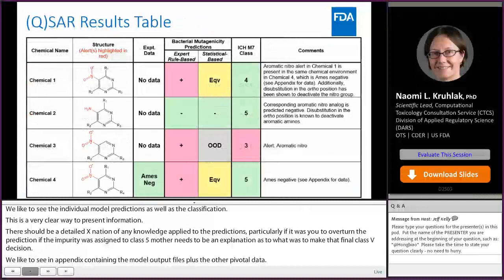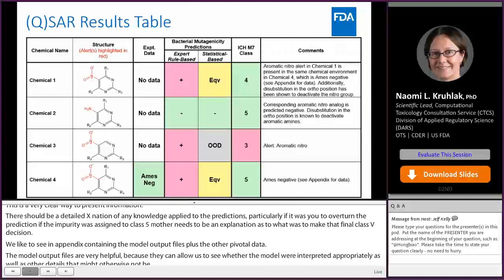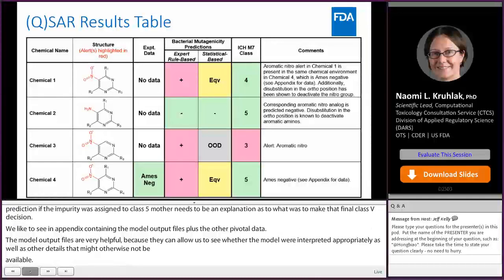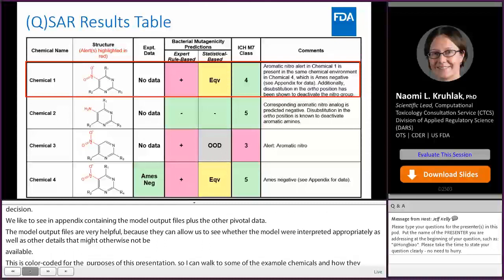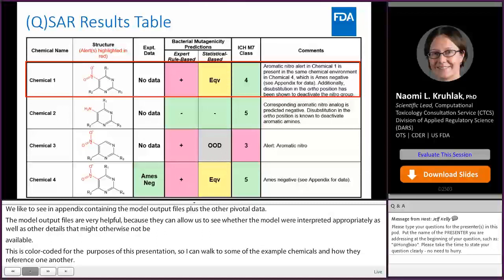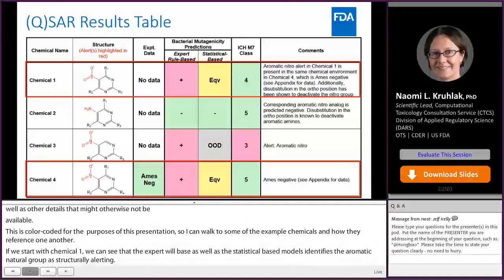This is a table of results just to show how the information can be presented in a clear way. It's color-coded for the purposes of this presentation. So I can walk through some of the example chemicals and how they reference one another. If we start with chemical 1, we can see that the expert rule-based as well as the statistical-based model identified the aromatic nitro group as structurally alerting. However, in the comments field, it's noted that this alert in the same chemical environment is actually present in chemical 4. And chemical 4 at the bottom was tested in the Ames assay and found to be negative.